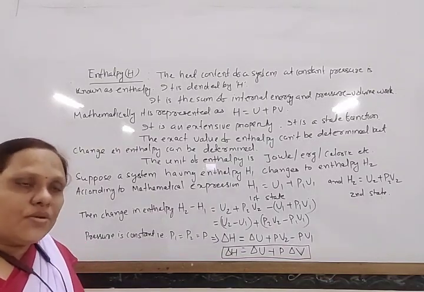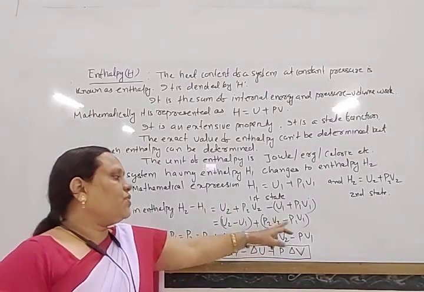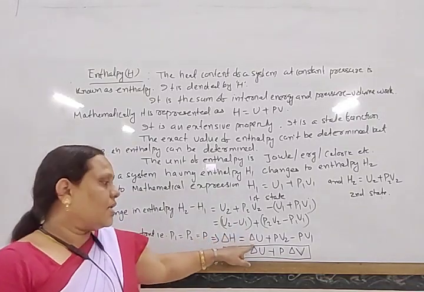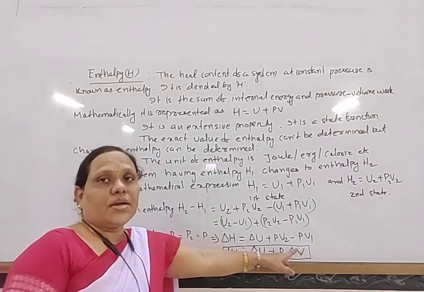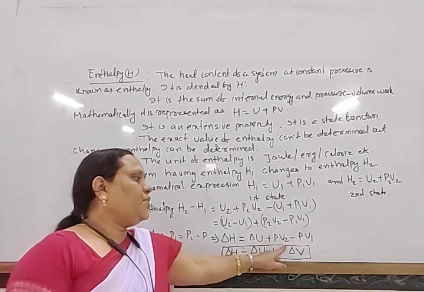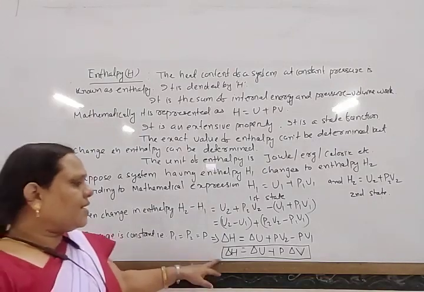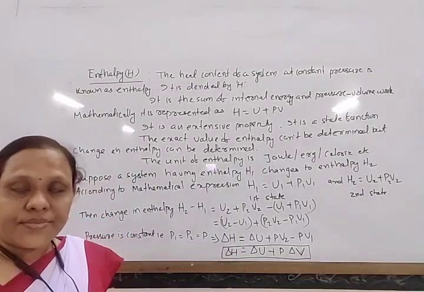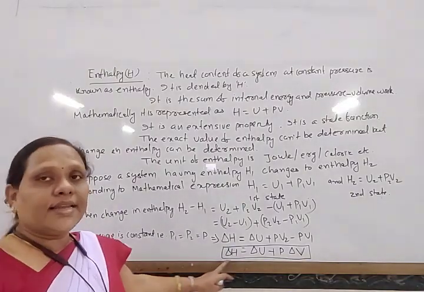So substituting the value of P, ΔH is equal to ΔU, that is U2 minus U1, plus PV2 minus PV1. Taking P common, V2 minus V1, that is ΔV. In this way, ΔH is equal to ΔU plus PΔV. Now next, let us find out the relationship between this ΔH and ΔU.